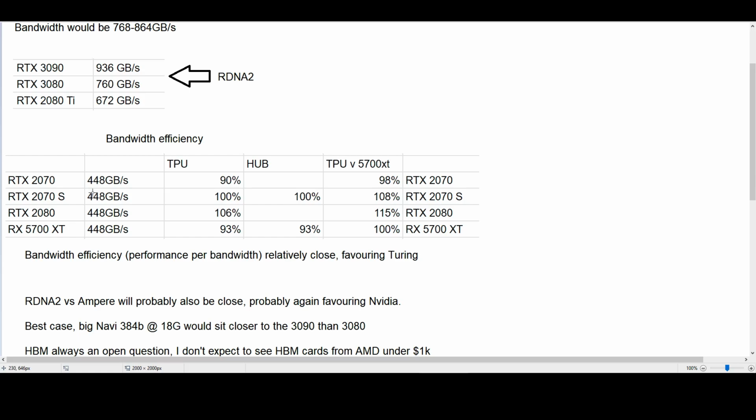Let's have a look at the bandwidth efficiency. Obviously, we might say that certain cards will be more efficient at using their bandwidth than others. We've seen this in the past, where Nvidia managed to get pretty big performance advantages over AMD cards despite having less memory bandwidth. Well, if we look at the 5700 XT versus the Turing lineup, for cards with the same bandwidth, the TU104 based cards at 488 gigabytes per second, I've got the numbers from TechPowerUp and Hardware Unboxed here, and they show a pretty similar story.